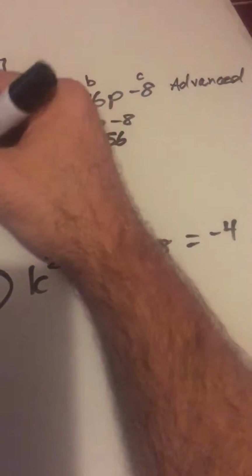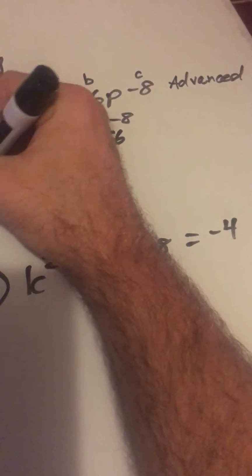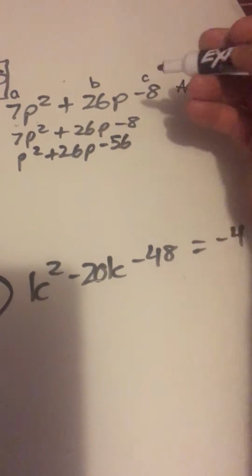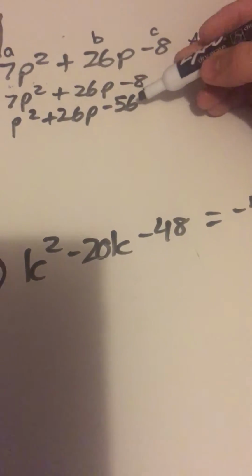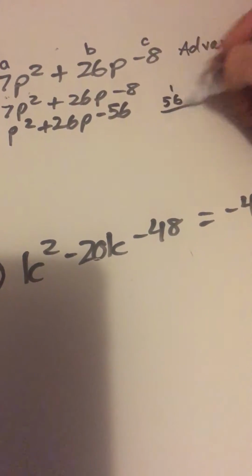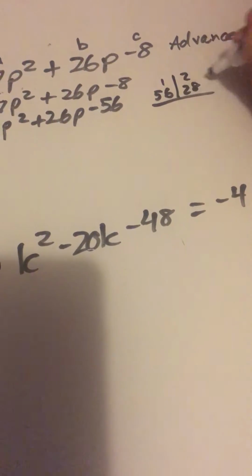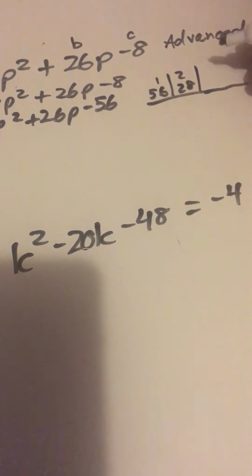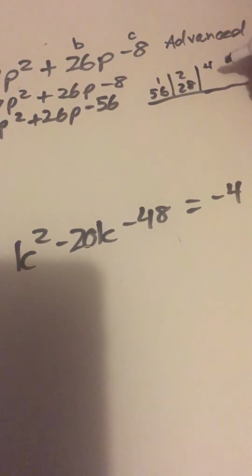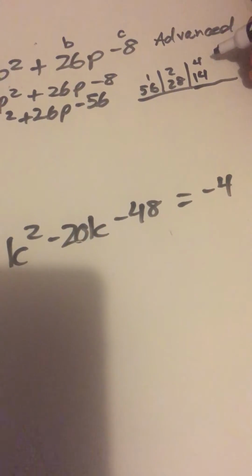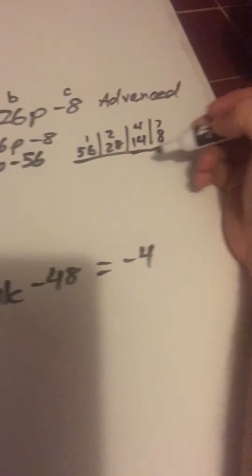Now I factor as usual, just like what we did with our basic factoring. What are my factors of 56? If I multiply, I get negative 56. If I combine, I get 26. So let's write out our factors: 1 and 56, 2 and 28. 3 doesn't go into it. Does 4? Yeah, 4 and 14. 5 doesn't, 6 doesn't, 7 does: 7 and 8.